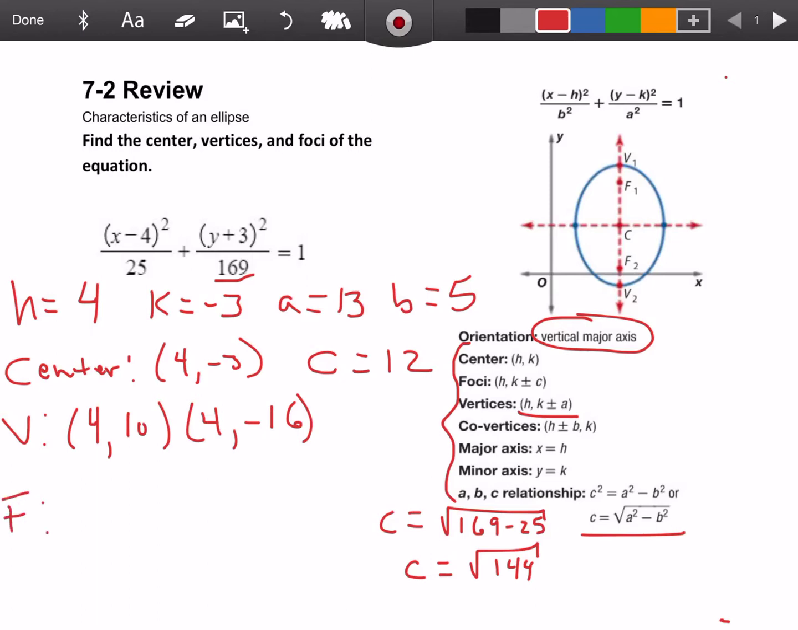And then we need to find our foci. That's going to be 2 different points. So our foci is going to be H again, and K plus or minus C. So we're going to have 4, and then K plus C, so that would be -3 plus 12, which would be 9, and then we have 4 again, and -3 minus 12, which would be -15. So obviously you're pretty reliant on your cheat sheet over here, finding the center, the vertices, and the foci of the ellipse for the equation up top.